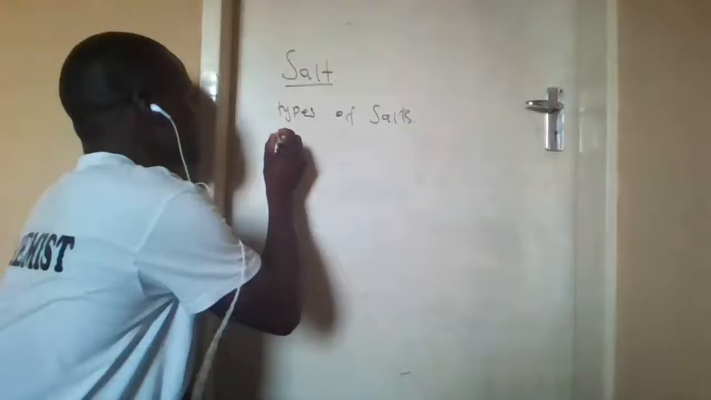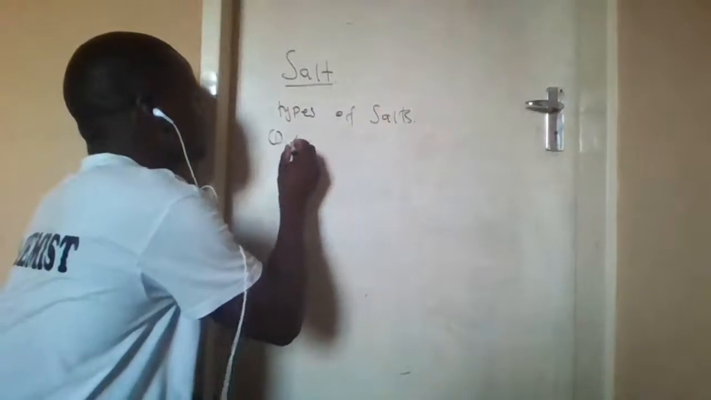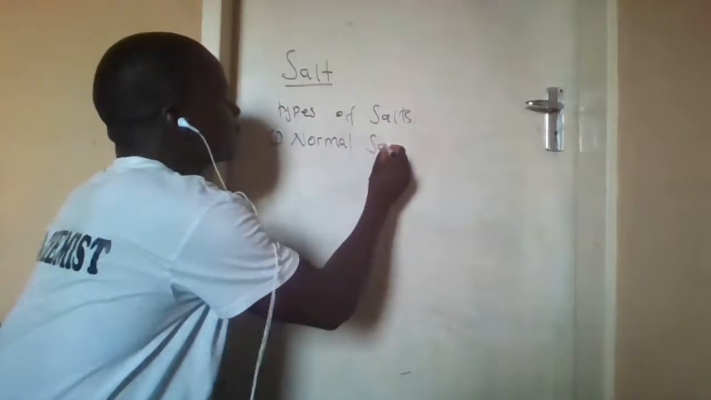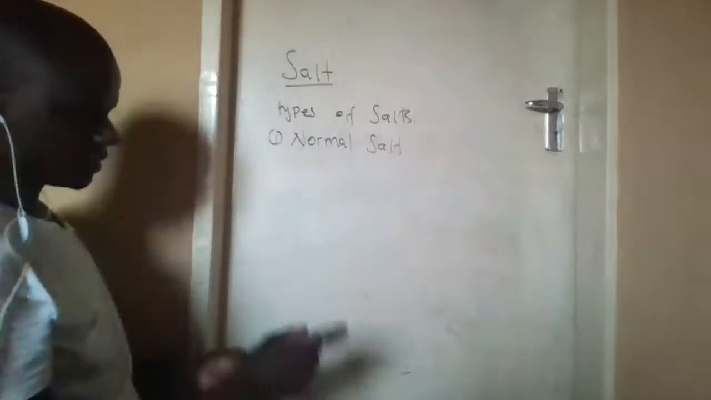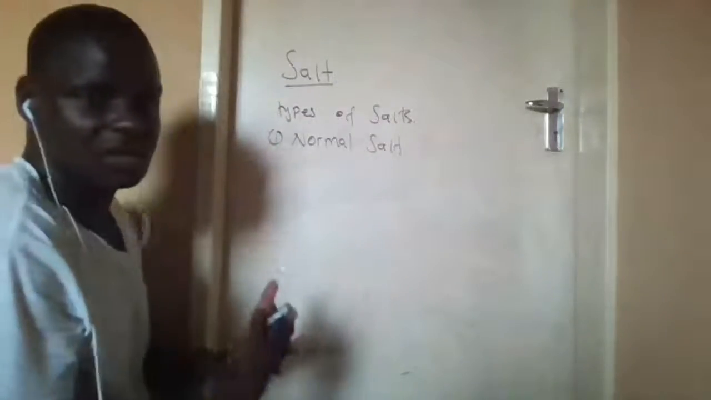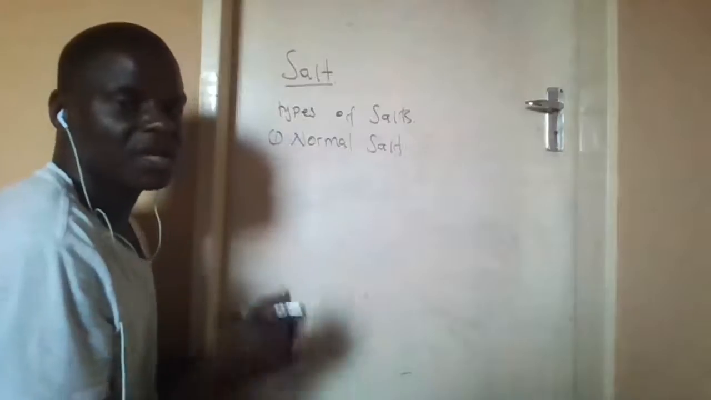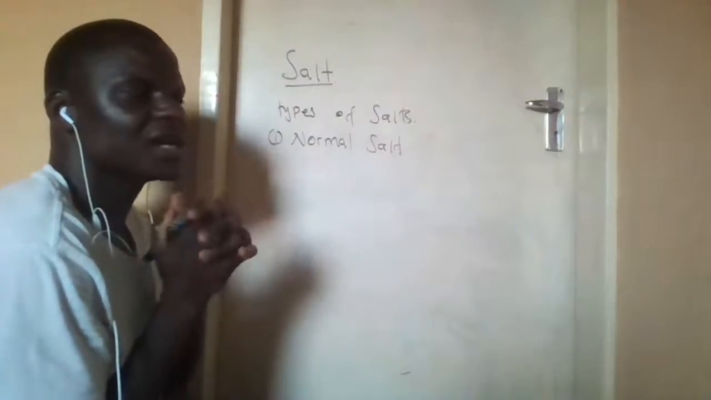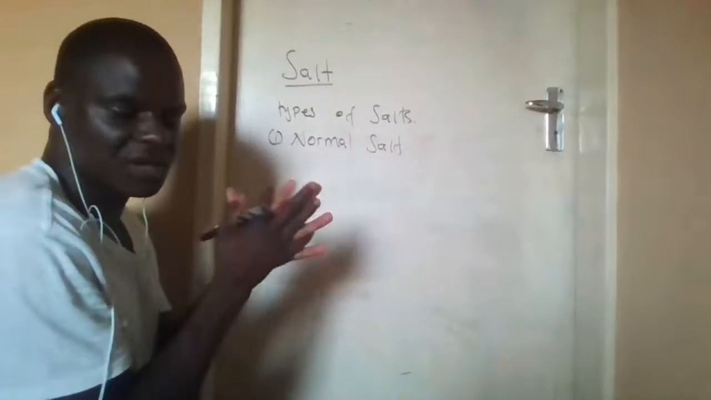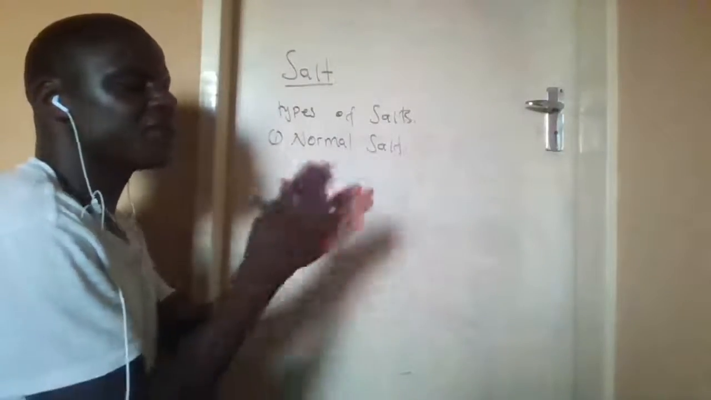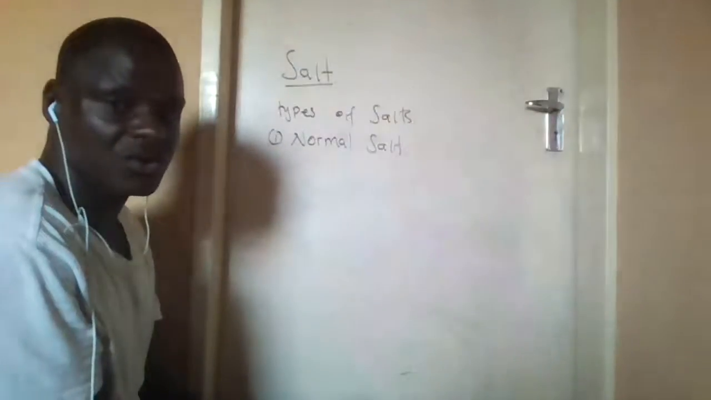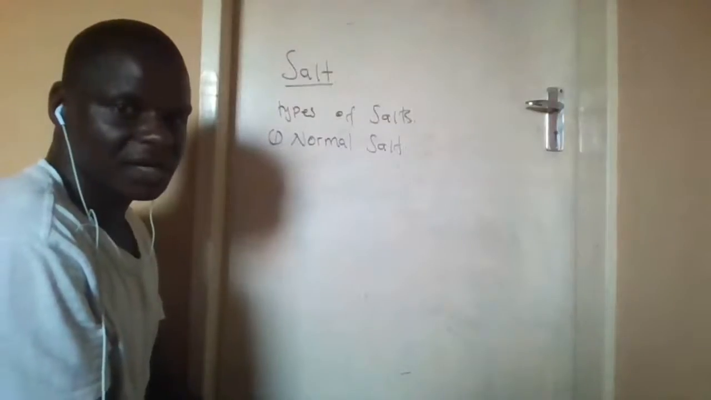The first one is a normal salt. Now, this salt is normal. It's not abnormal. I'm just trying to be funny. This normal salt is formed when all of the hydrogen atoms are removed, or all of the hydrogen ions are displaced or replaced by the metal from the acid.